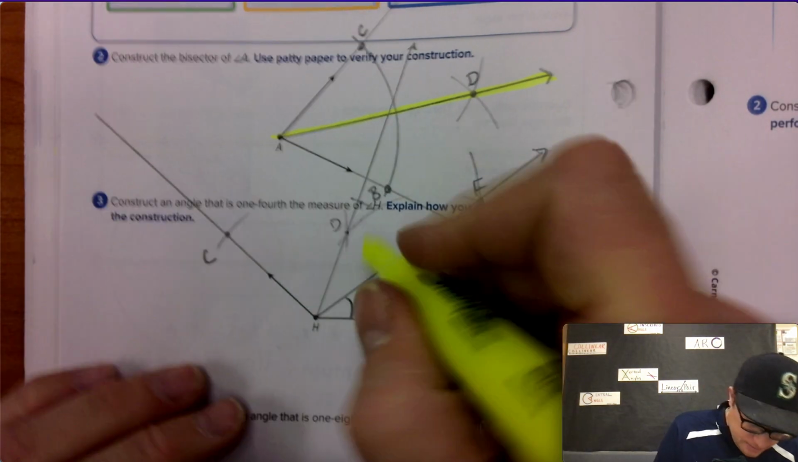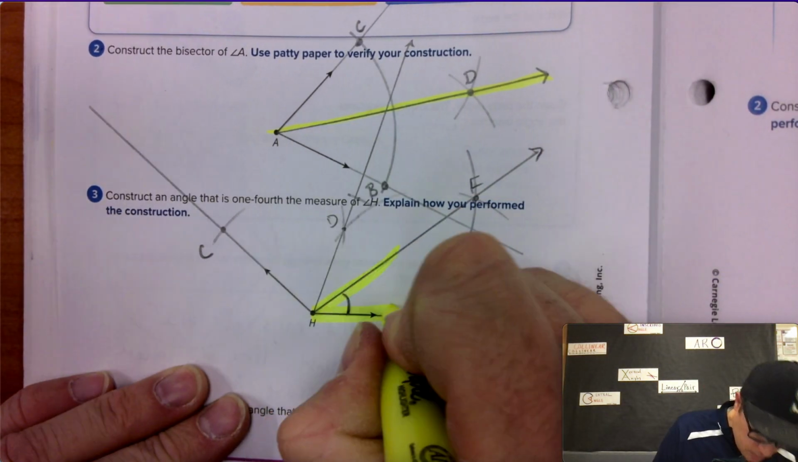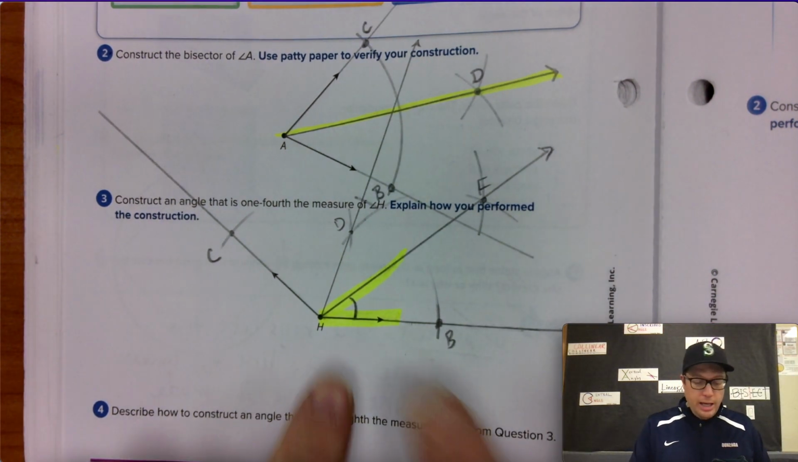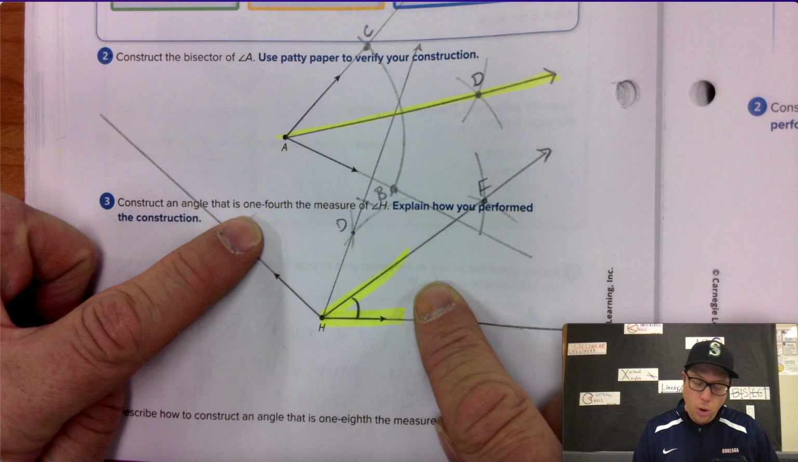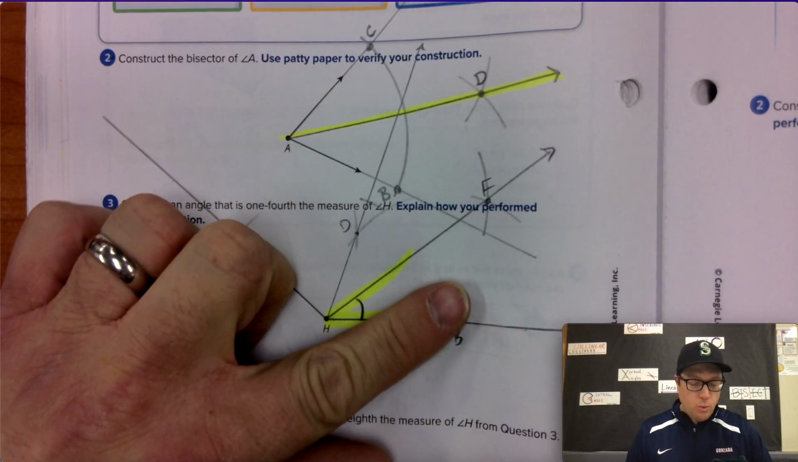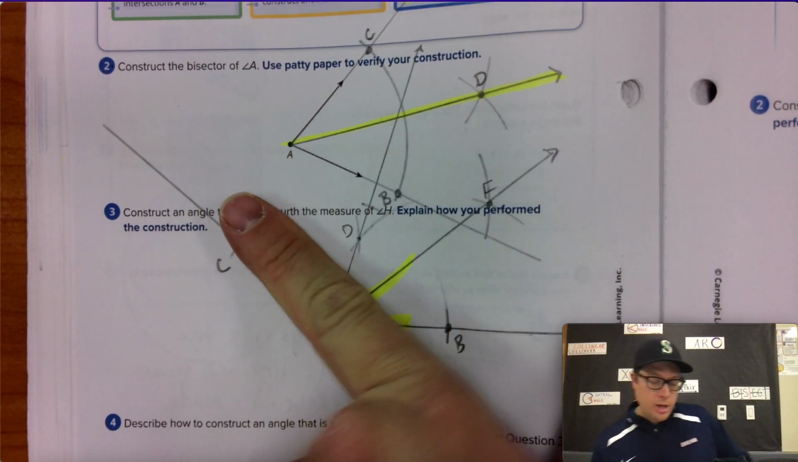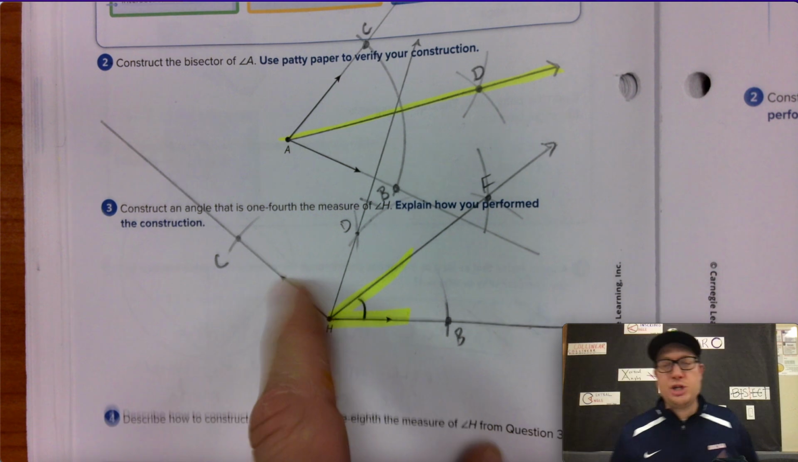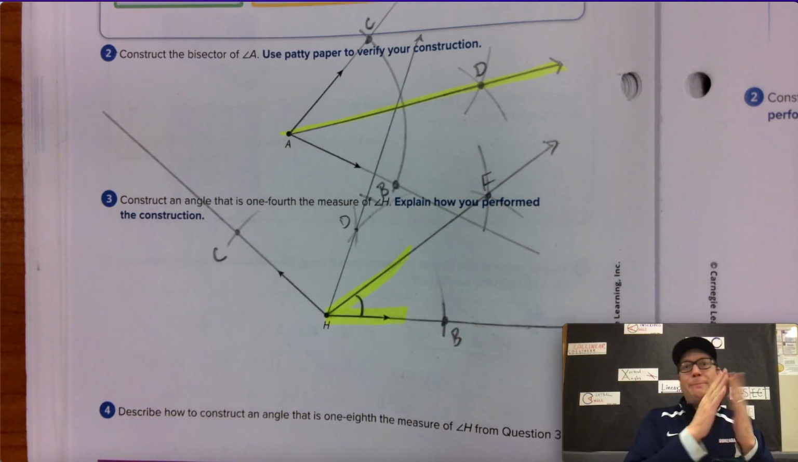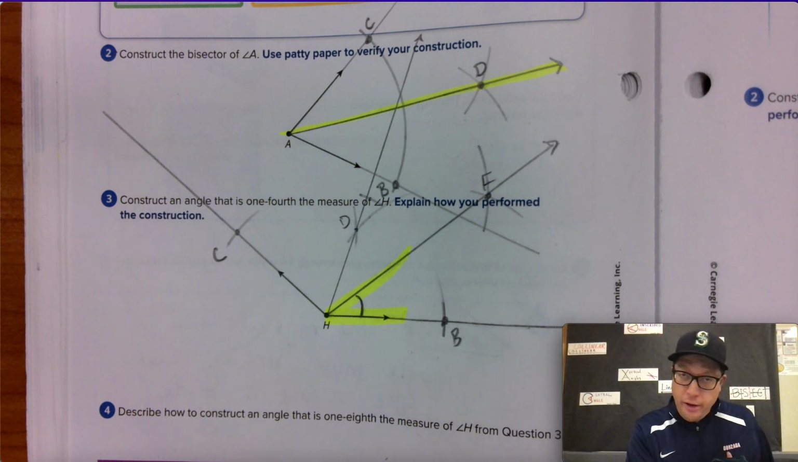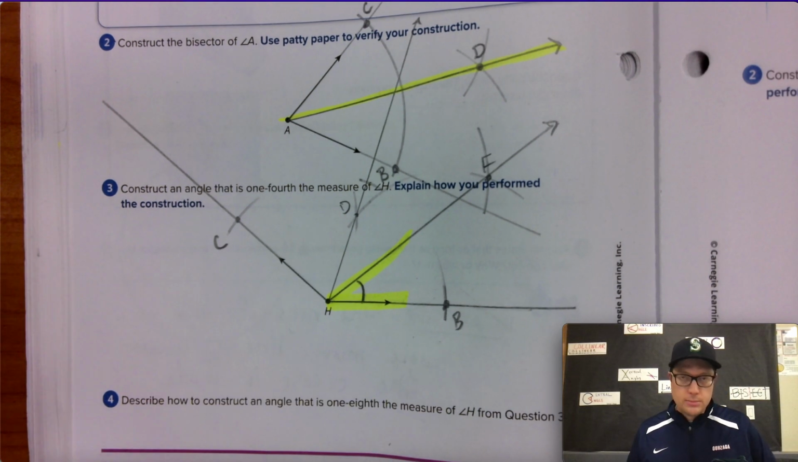There it is. In fact, it deserves a highlight. That angle is half of this angle, and together 2 halves make a whole. So technically there's 1/4, 1/4, 1/4, 1/4 to make the total angle H. That was what we started with. So if you bisect an angle and then bisect the bisection, you end up getting 1/4.